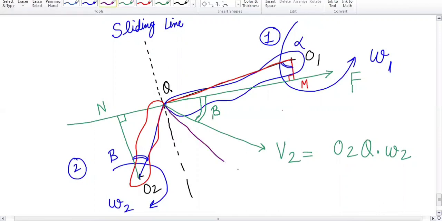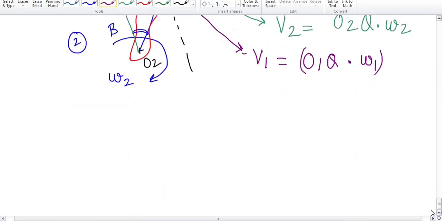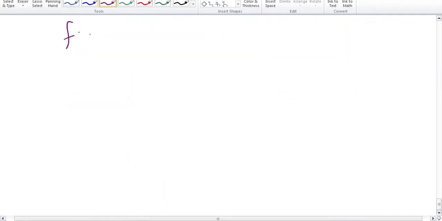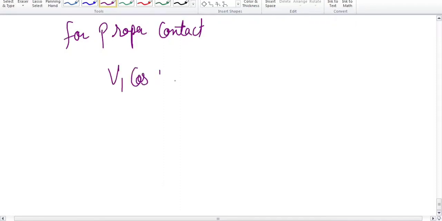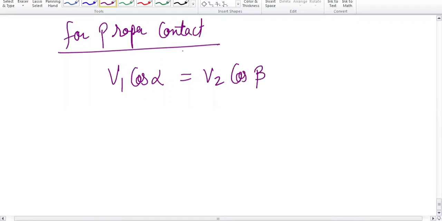That component is over here. That is V1, and for V1, the radius is O1Q into omega 1. I will talk about this V1 and V2 later on, but for proper contact between these two bodies, what should be the condition, Anjali? That V1 cos alpha must be equal to V2 cos beta. This is the condition for the proper contact between the two bodies.